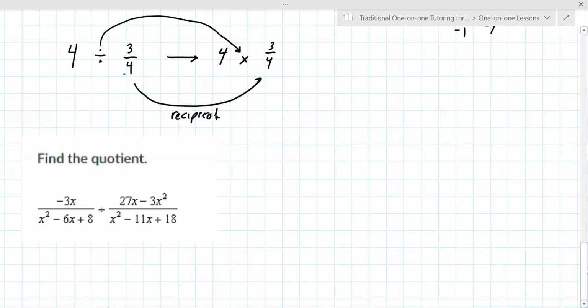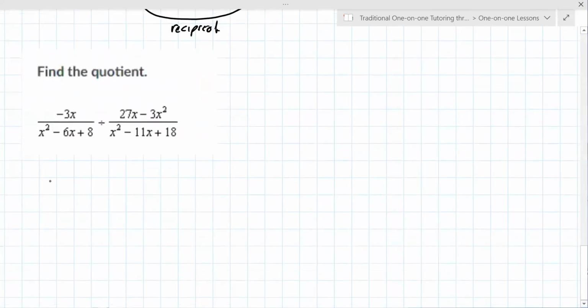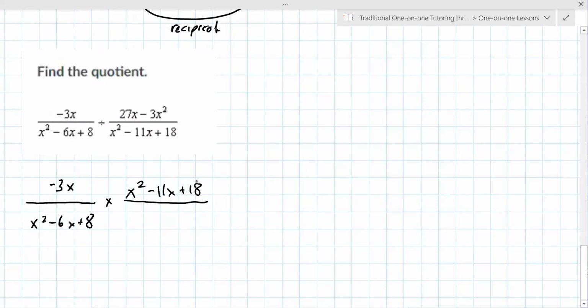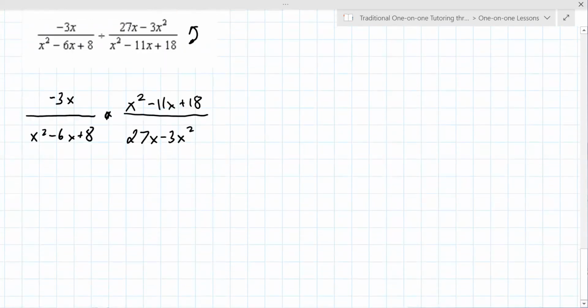So the same principle applies here. This problem is really minus 3x over x squared minus 6x plus 8 times, and then you just flip this. So the x squared minus 11x plus 18 over 27x minus 3x squared. You see how they switch positions? We just moved what was on the bottom to the top and the top to the bottom. Right. So now it's actually just like a problem that we just did. It's no different. You have to factor potentially all 4 positions.